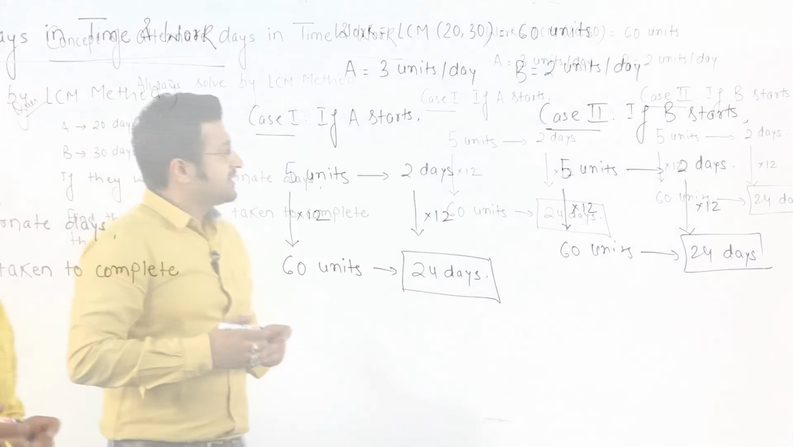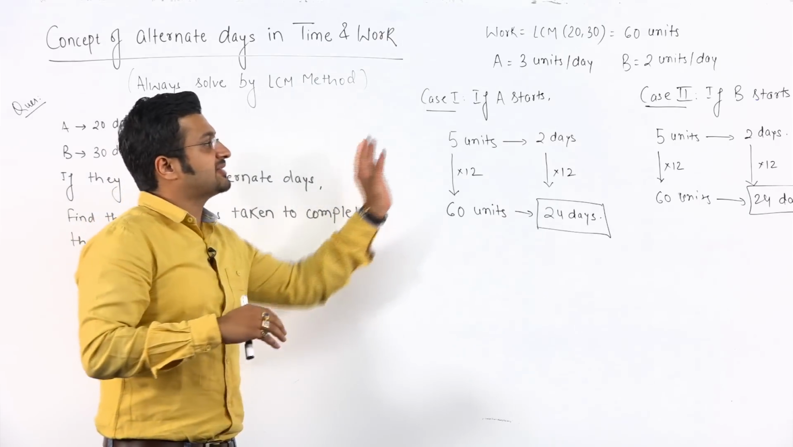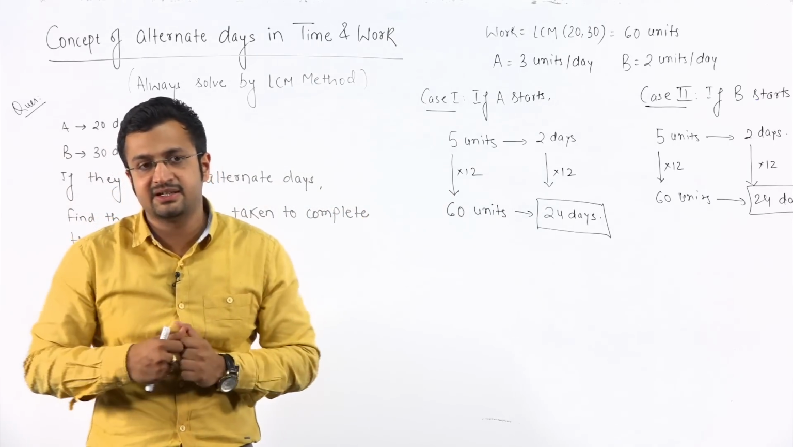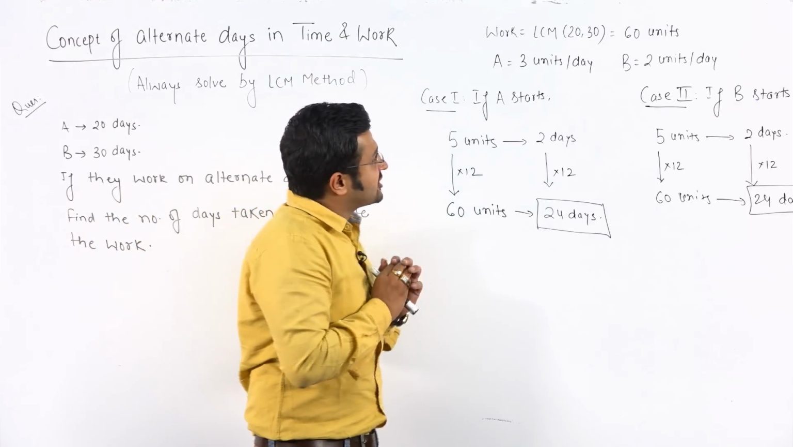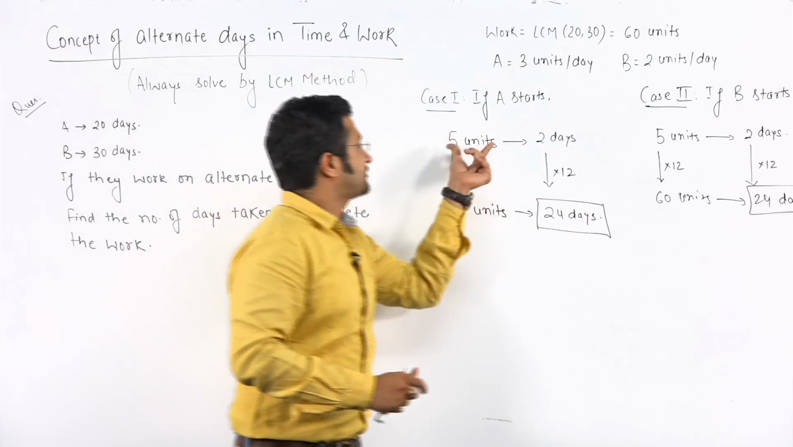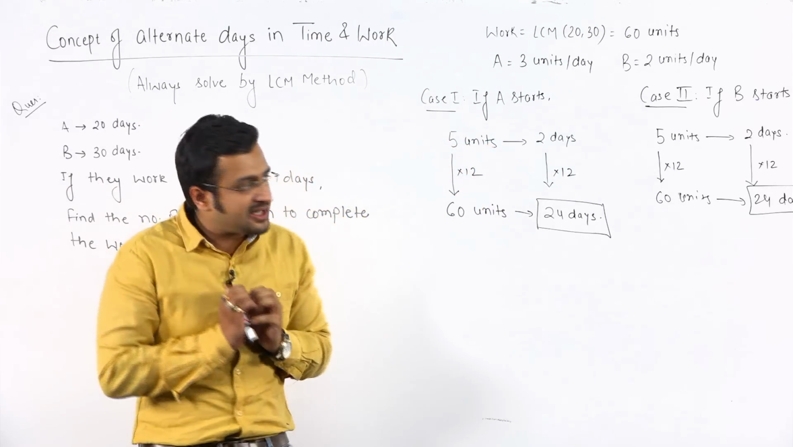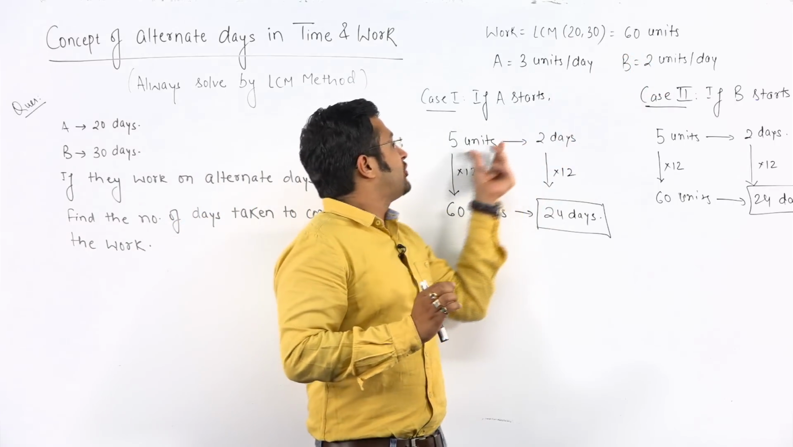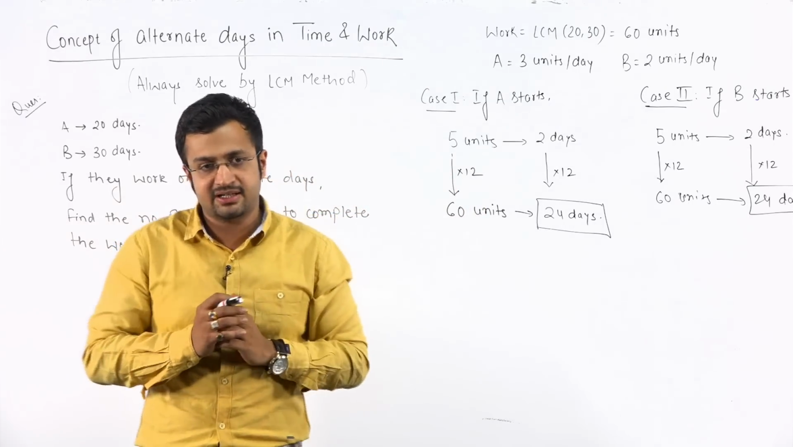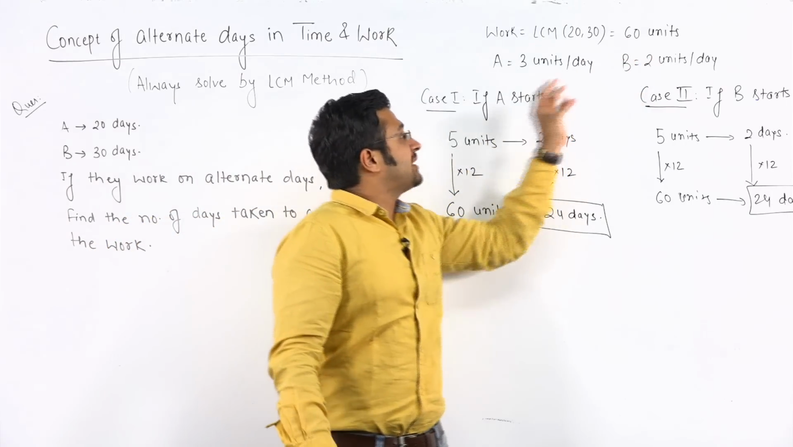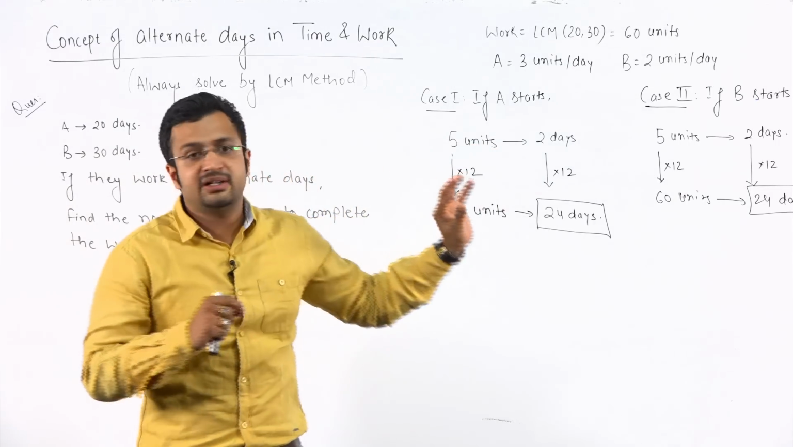But my question is, will the situation be same in every question? When will it make a difference whether A starts or B starts? In what type of question can the answer be different depending on whether A starts or B starts? That situation will come only when, look, here the 60 was a multiple of this 5. I directly multiplied it by 12 and got 60. But it will not always be that the total number of units is a multiple of this. Here the 60 is a multiple of 5, I multiplied by 12, and got 60. What if this total number of units is not a multiple of this amount of work being done in 2 days? In that case, the answer will be different in both cases.